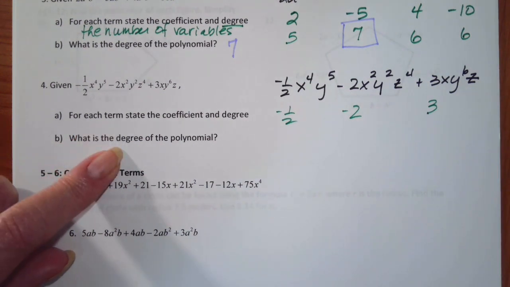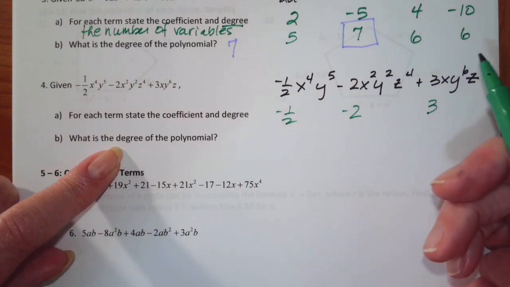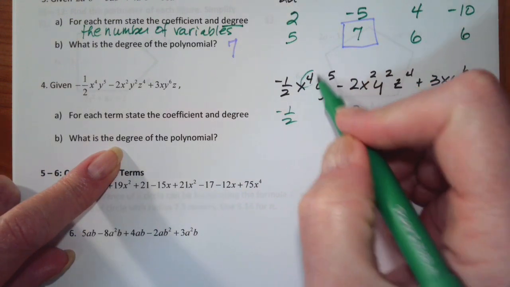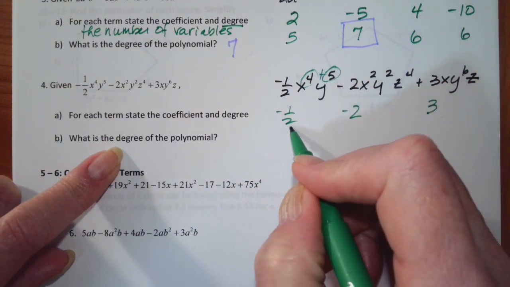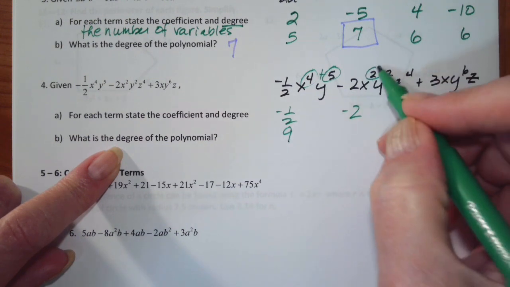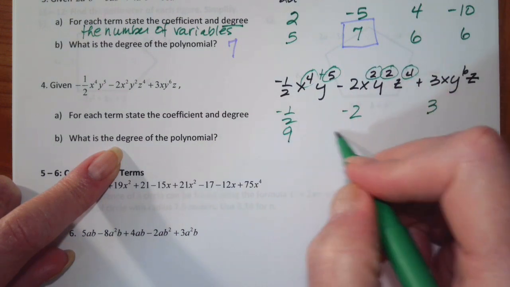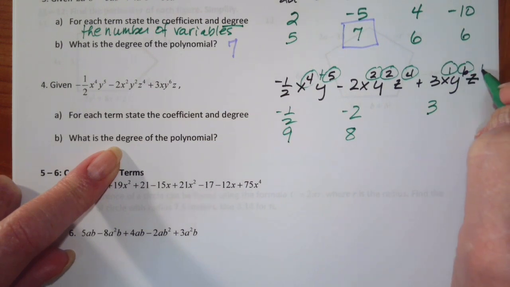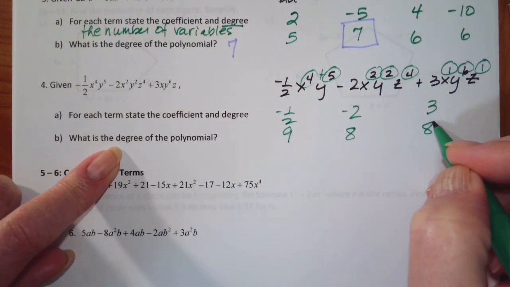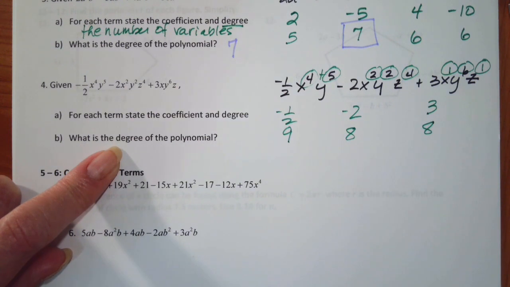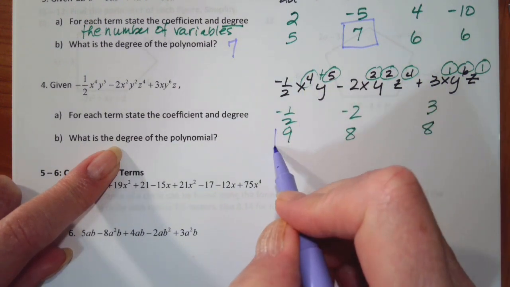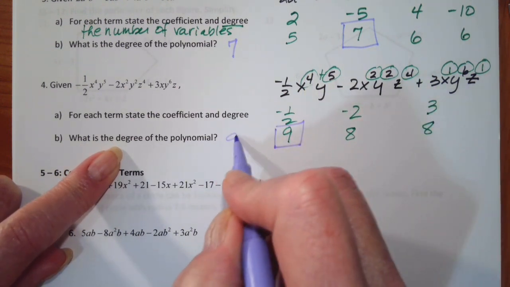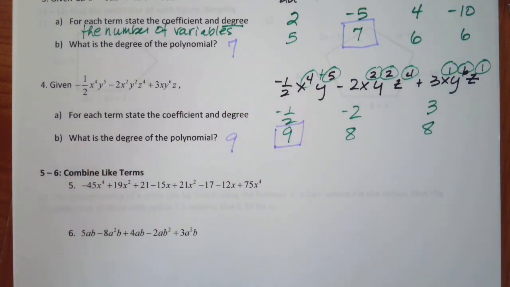The degree of each term, 4 plus 5 gives us 9. 2 plus 2 plus 4 gives us 8. 1 plus 6 plus 1 gives us 8. The degree of the whole polynomial is the largest degree of any term, which is 9.